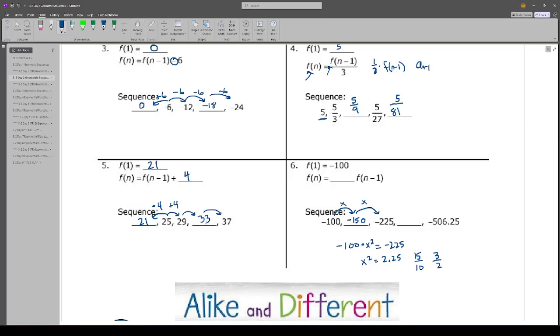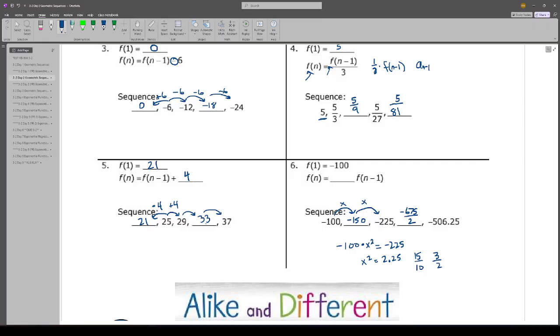So then we would do 3 halves times negative 225. I would leave that as a fraction and do negative 675 over 2. And that way, when we go to the next step, we don't need to do negative 506.25. We could just multiply the numerator and denominator by 3 and 2 and avoid using decimals here.